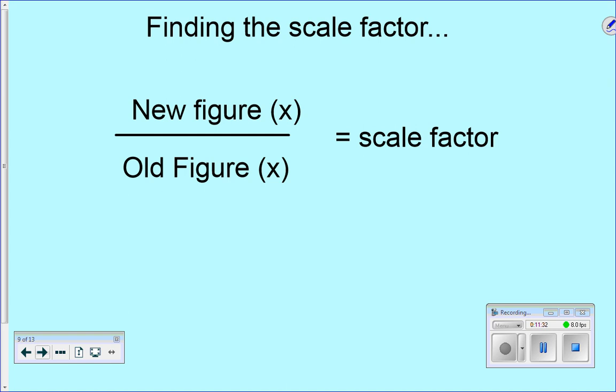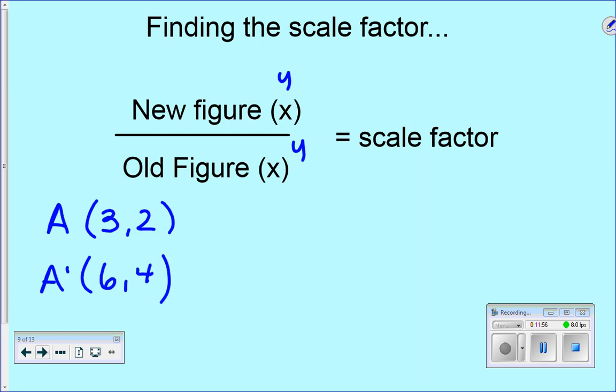You could do both y's if you wanted. You don't have to do x. You'll get the same answer no matter what, because your scale factor is consistent throughout everything. Let's say your old A is 3, 2, and your new A is 6, 4. I know my x is in my first column and y is in my second. The first two would be the x's, the second two would be the y's, in a coordinate pair.